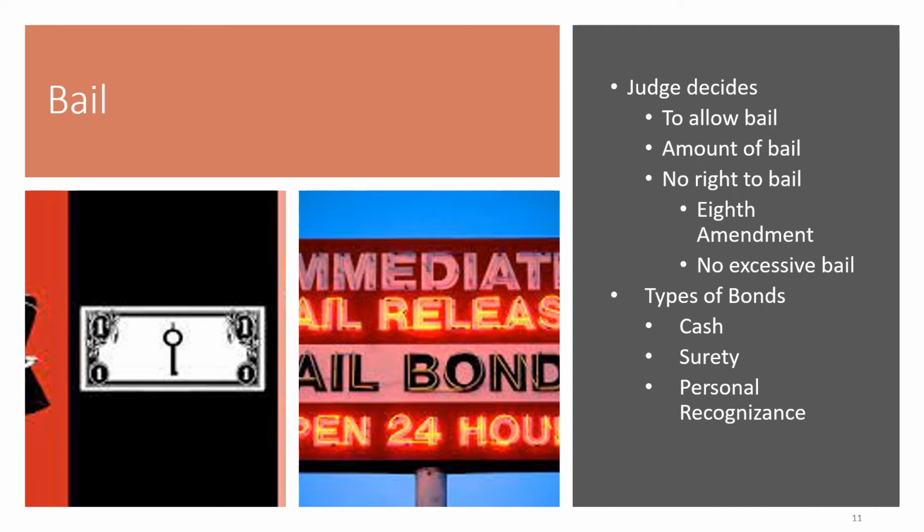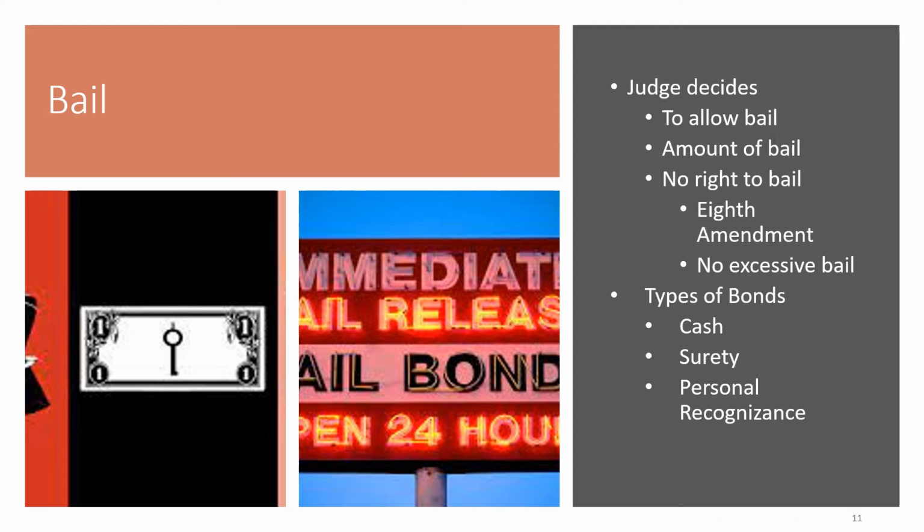And there are different factors that the courts consider to determine what is excessive. You look at the person's ties to the community, their criminal history. Are they likely to be a danger to themselves or a danger to others? What's the likelihood that they're going to abscond and not return to court? So all those things are taken into consideration as to whether or not to grant bail and what amount to set it at.